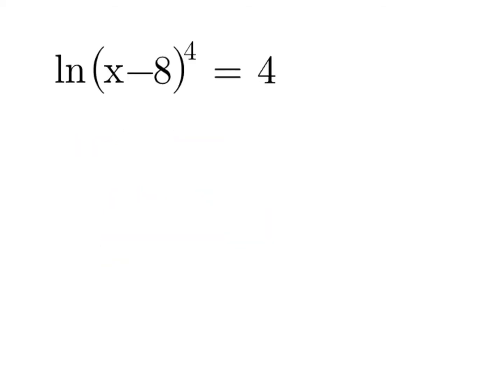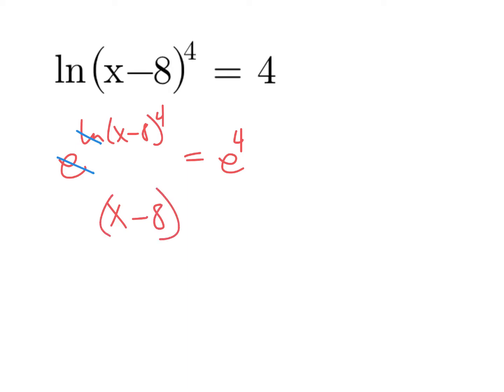We could also solve this logarithmic equation: the natural log of (x minus 8) to the fourth is equal to 4, using our natural numbers and understanding what the natural log is. In order to get rid of a logarithm, we have to use a base. So we would say e to the natural log of (x minus 8) to the fourth is equal to e to the fourth. Because the base of the exponent and the base of the log are the same, they're going to cancel each other out. We'll be left with (x minus 8) to the fourth is equal to e to the fourth.